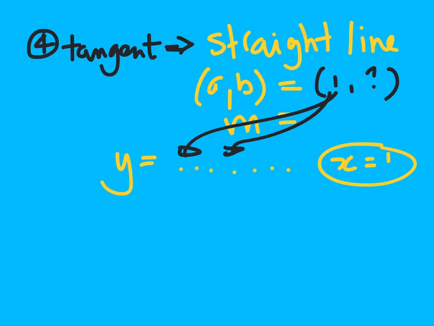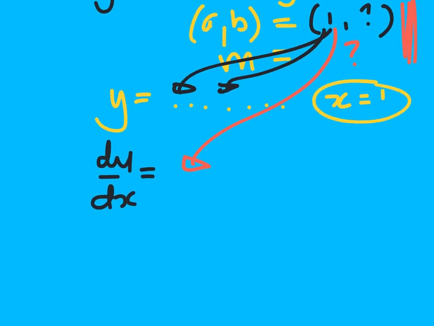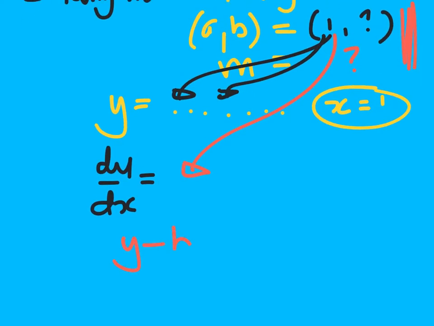How am I going to find the gradient? Easy. The gradient comes from the gradient formula. So that means I've got to differentiate. So if I differentiate and then stick the x number into that formula, that's going to tell me what the m is. Once I've got these two pieces of information, the point and the gradient, I can then use y minus b equals m(x minus a) to get the equation.